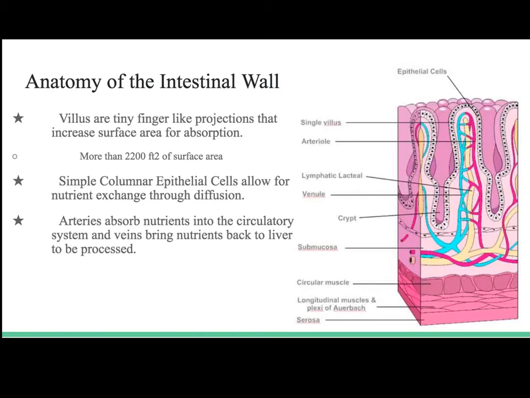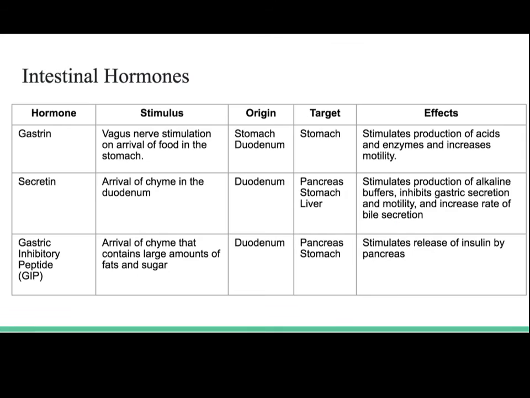Okay, so that's inside the small intestine. So you have 2,200 square feet. Most ranch homes are about 1,200 square feet. Most big two-story homes are going to be about 2,200 square feet. So a simple columnar epithelium will allow for nutrient exchange through diffusion, and these arteries will absorb these nutrients and circulate back into the blood.